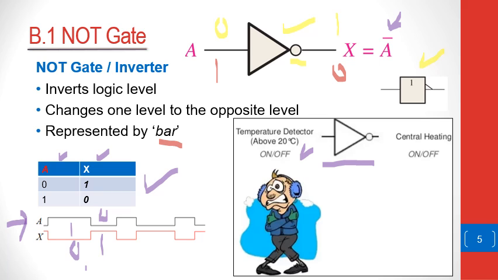So it will simply detect if the temperature in the room is above 20 degrees. If the temperature is below 20 degrees, represented by logic 0, it will turn on the heater. Whenever the temperature goes above 20 degrees, which means the input is 1, then it will turn off the heater. So this would be a simple example of how the NOT logic gate works.